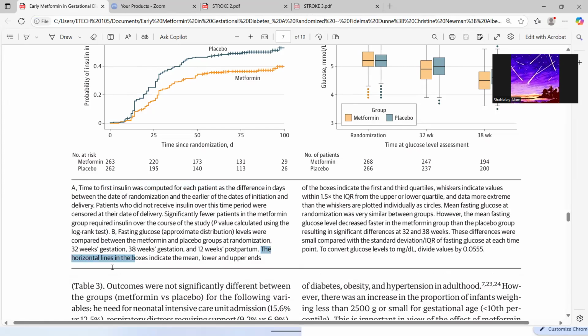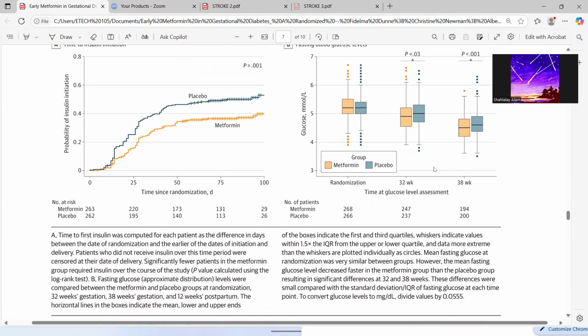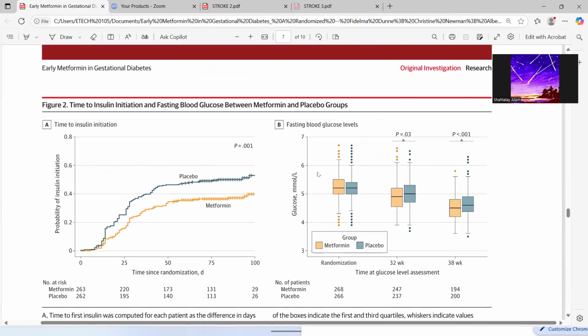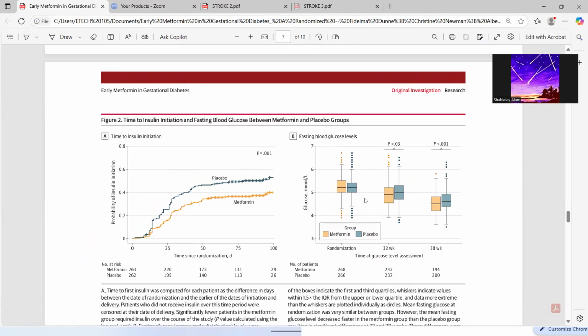The horizontal lines in the box indicate mean, upper limit, lower limit. What are they telling me? That this graph is in the form of mean and standard deviation. So how will we extract data for a graph which is in the form of mean and standard deviation? Probability of insulin initiation. Okay, I'll explain from this graph, and the same rule would apply for these.